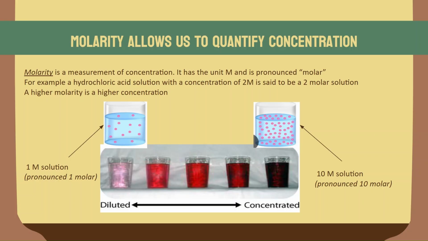So again, all I'm doing at this point is saying, let's give it a number. So I have a measurement now. I can say specifically, this is 1 molar over on the left. 1 molar is a pretty low concentration. Compared with on the right, this might be, for example, 10 molar, a much higher concentration.